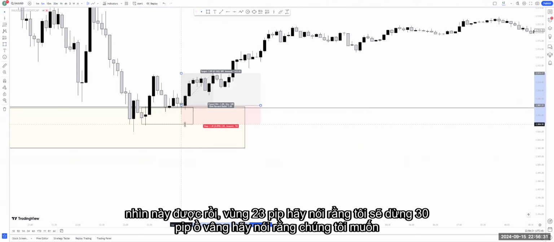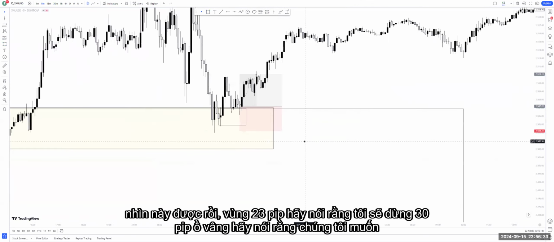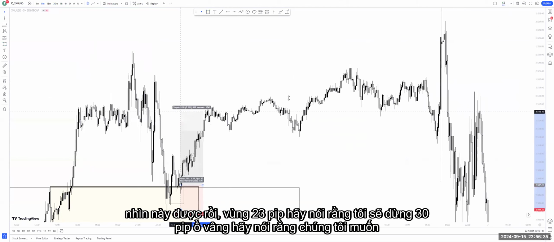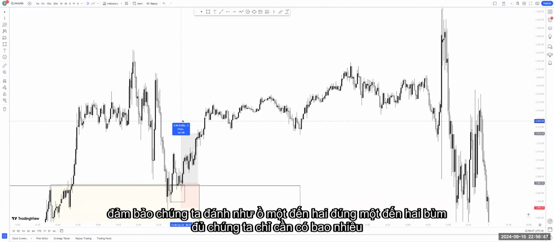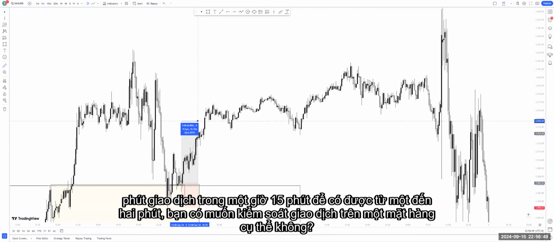Okay, so 23 pip zones. Let's say I will stop at 30 pips. Or, let's just say we want to make sure we hit like 1 to 2, right? 1 to 2. Boom. Enough. We just need to have how many minutes trading? 1 hour and 50 minutes to get 1 to 2.